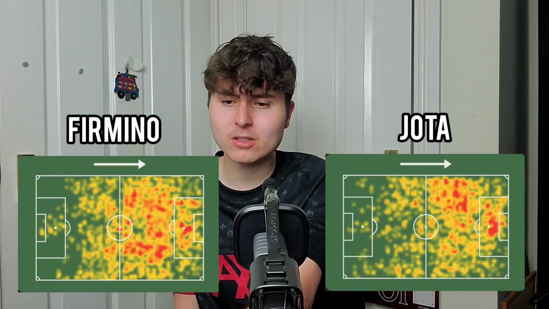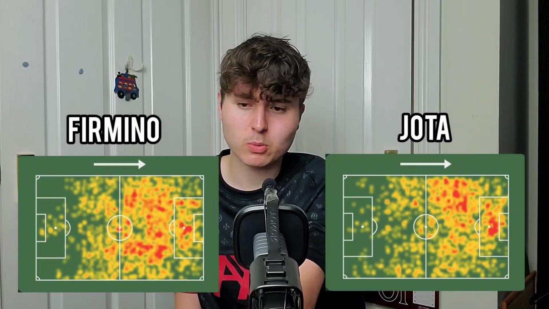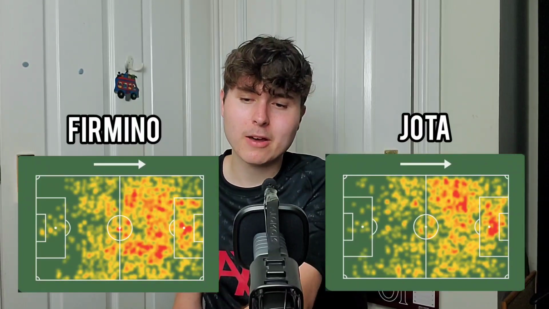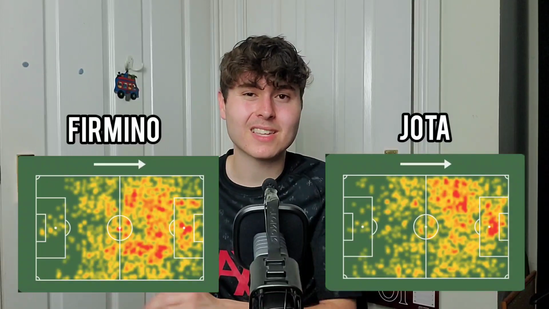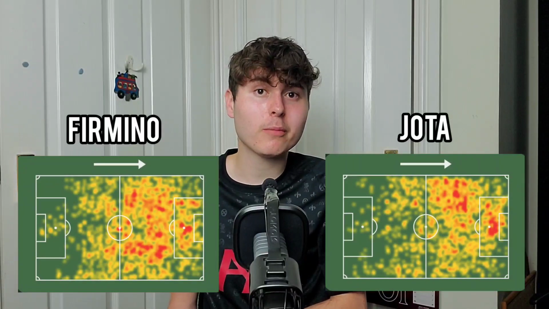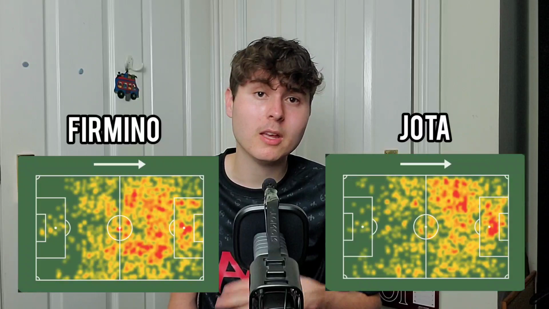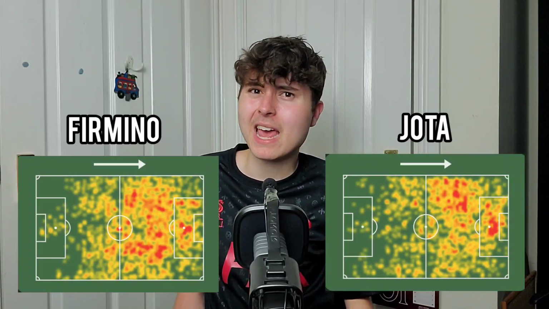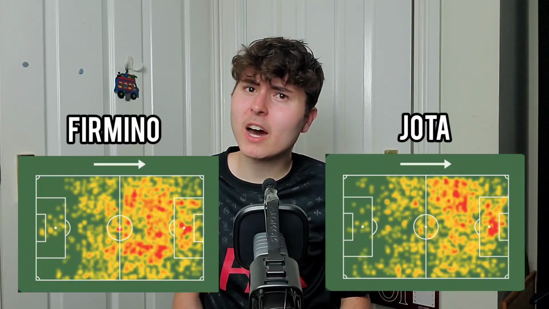Whereas Firmino, yes, obviously there is red in the box as well and out on the left. But if you look at the amount of red in the defensive and midfield regions, it's a lot more than Jota. That's because Firmino tended to drop a lot more deep than Jota during the 1920 campaign. And you could say, is that a change in tactics? I really don't think it is.